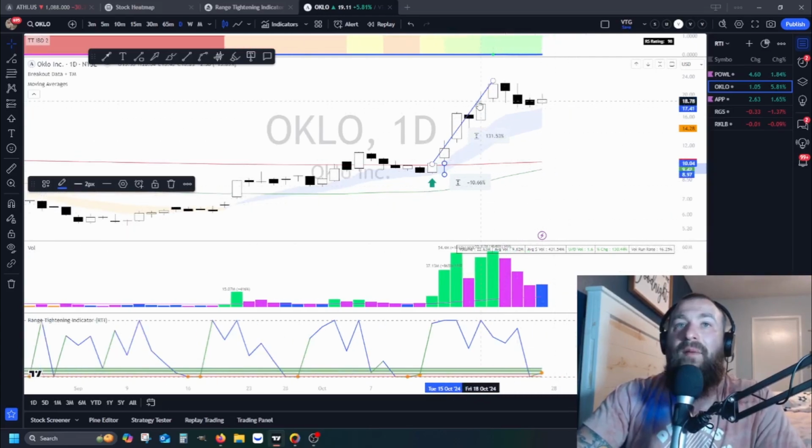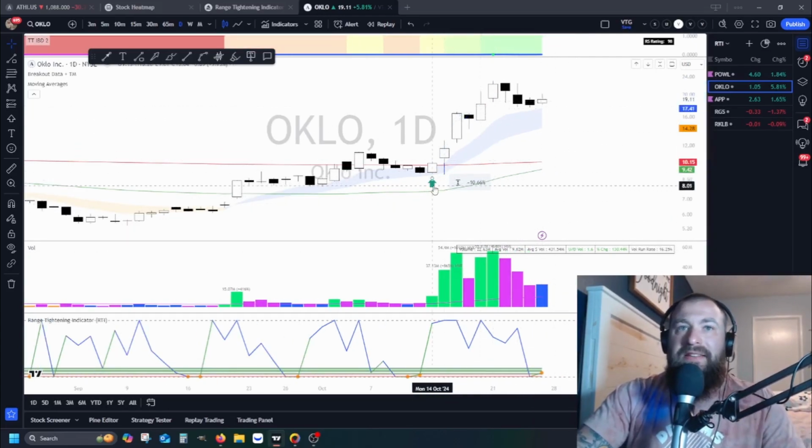And you can see it's set up again, right? It's had this momentum leg, and now it has consolidated. We are getting that low volatility with the orange dot here, and so it is setting up for a big breakout coming out of the consolidation.